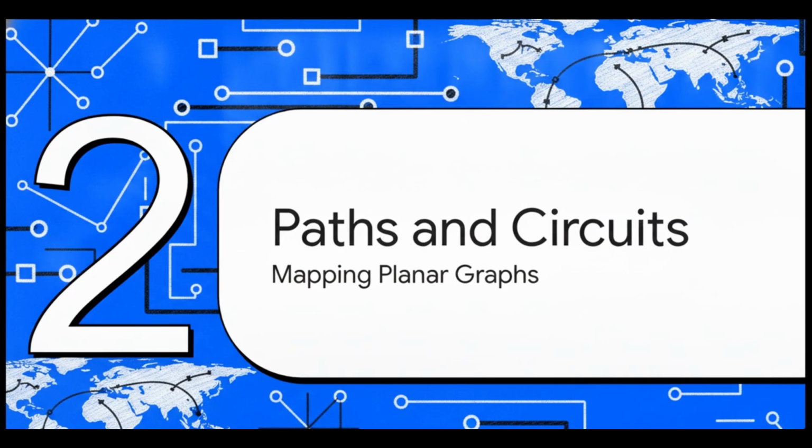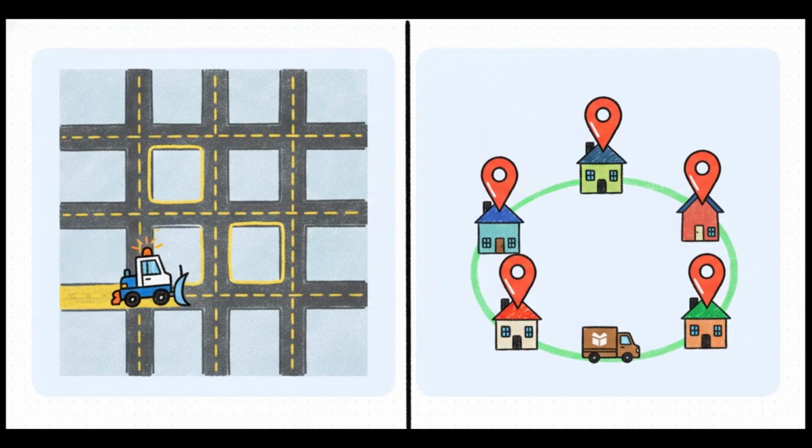Moving right along to Section 2, Paths, Circuits, and Planar Graphs. Now, what's really interesting here is how easy it is to mix these next two concepts up. On one side, Euler paths and circuits focus on the routes, visiting every edge exactly once. Think of a city snowplow, right? Its goal is an Euler path because it needs to drive down and clear every single street without wasting gas retracing its steps. But on the other side, we have Hamiltonian paths and circuits.